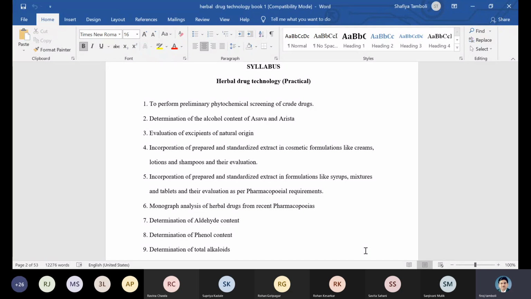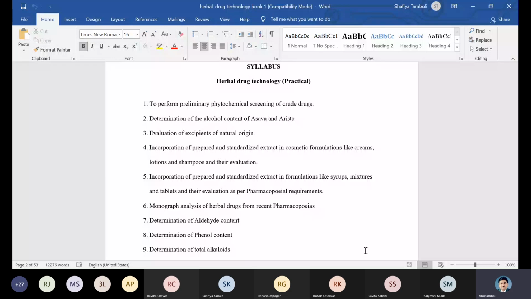Suppose a particular XYZ Asava available in the market contains a higher percentage of alcohol. Instead of giving a therapeutic effect, it gives a sedative effect or other effects, like a hallucinatory effect. The alcoholic effect, we know that very well. Like that effect.